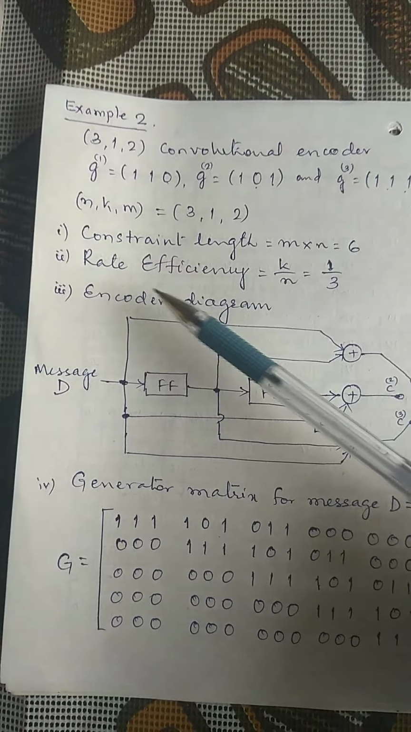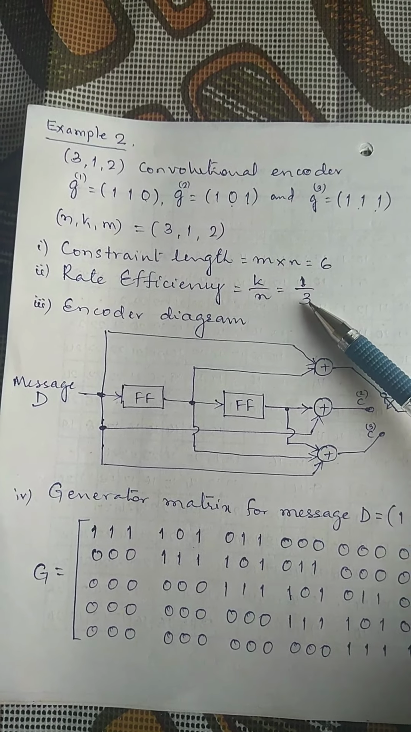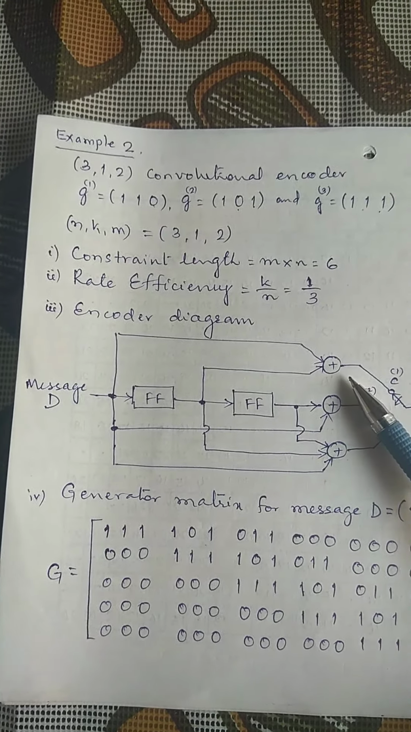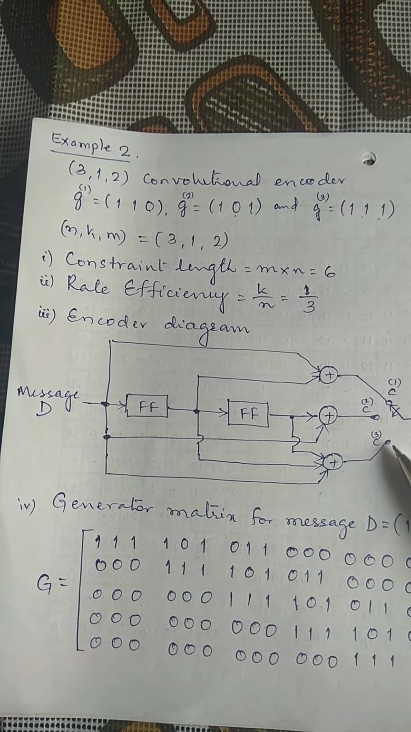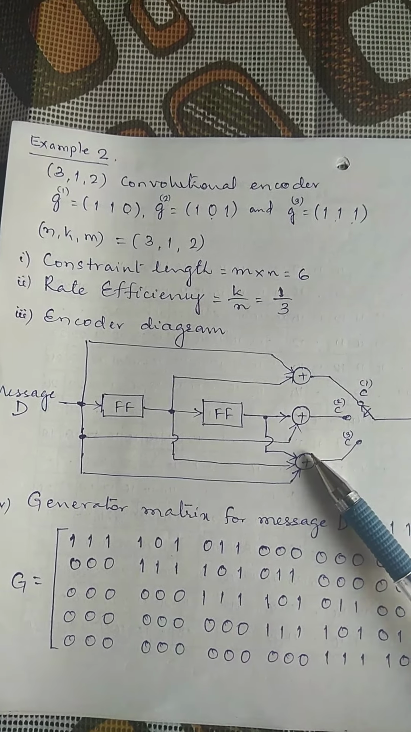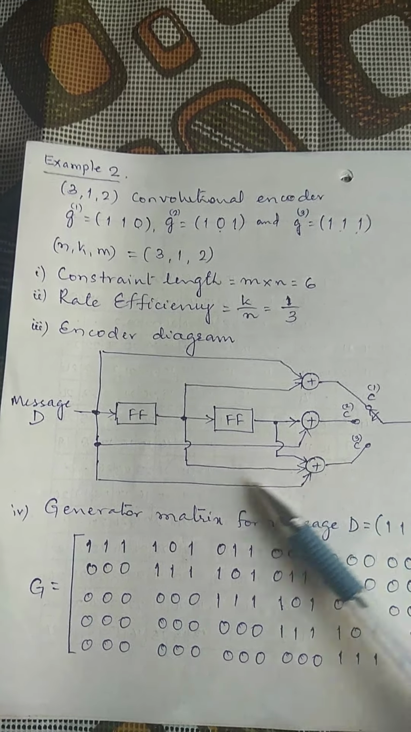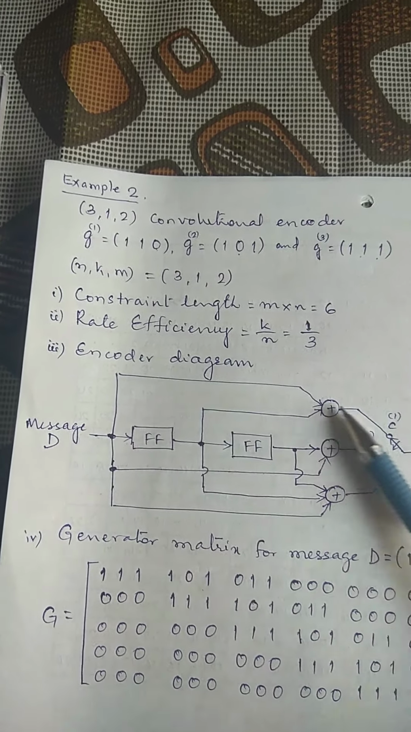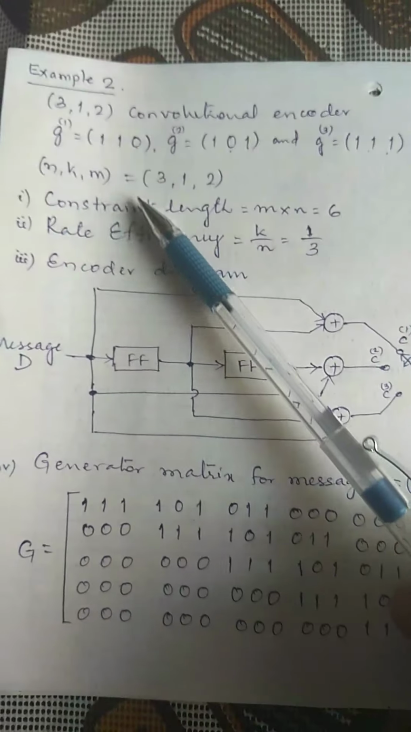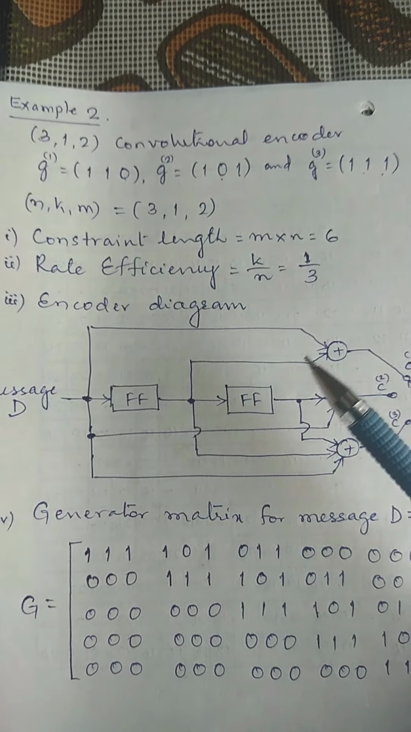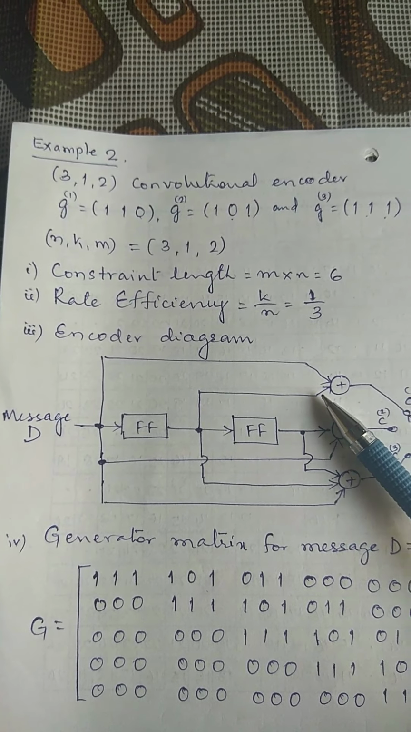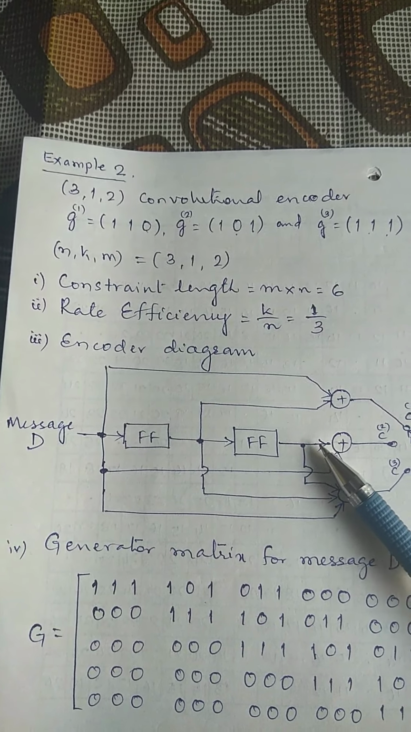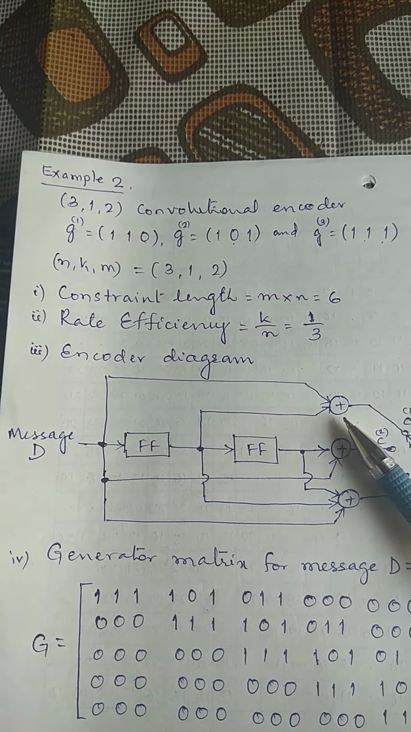Now the first part here is constraint length, which is m into n, and rate efficiency is k by n, 1 by 3. Now the encoder diagram. Since n equals 3 here, there are 3 bits generated per unit time, so there are 3 modulo 2 adders, and k equals 1, so only 1 bit is inputted to the encoder per unit time. For the first generator, G1, the input connections are 1 1 0. So the first bit is from the message, the second bit is the output of the first flip-flop, and since the third bit is 0, there is no connection from the second flip-flop output.